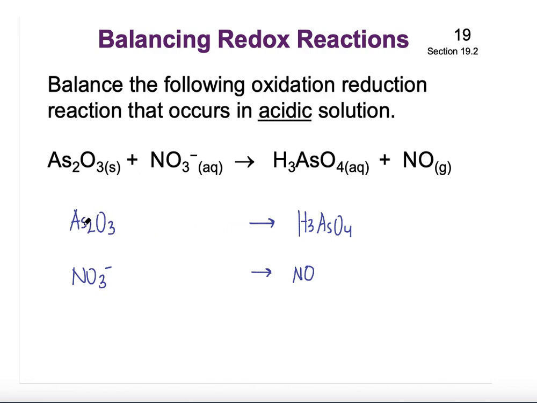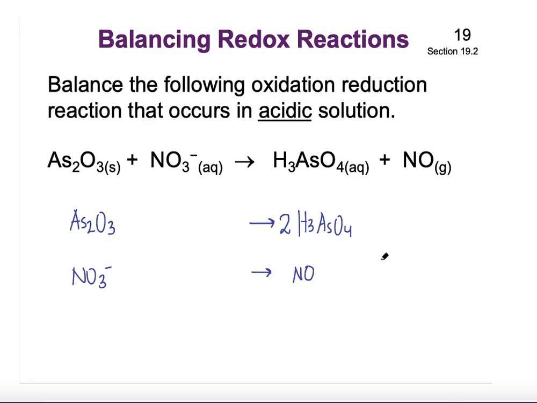I have two arsenics here. I have only one here. Therefore, I'm going to add a coefficient of 2 to make them the same number of arsenics. On the bottom, I have nitrogen. One nitrogen here, so those are done.